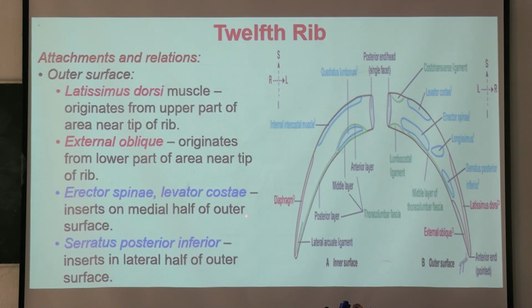Erector spinae and levator costae insert on the medial half of the outer surface. Serratus posterior inferior inserts on the lateral half of the outer surface. Here is serratus posterior inferior.